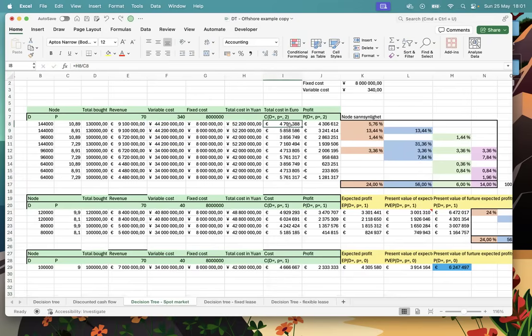Now we have to convert this amount using the exchange rate. That's why we have to take into account P, which is our exchange rate for yen to euros. To find this, we just do the total cost in yen divided by the value of yen in euros. Then we find for that node what the value is, and then we find the expected total cost in euros. Then simply we can do the same again: revenue minus our total cost in the same currency.